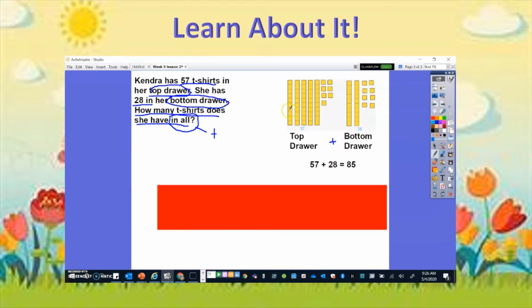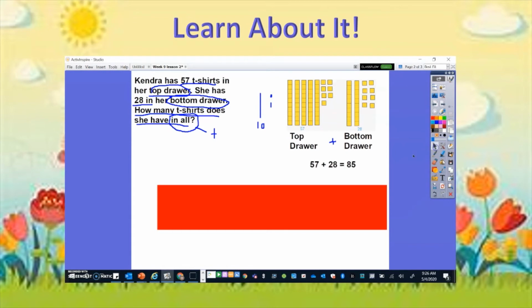Additionally, when you're doing this on your own sheet of paper, if you do not have your number pieces or number cubes, you can always remember that a line is equal to a 10 and that a dot is equal to a 1.